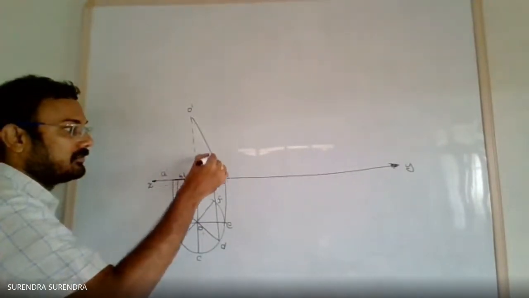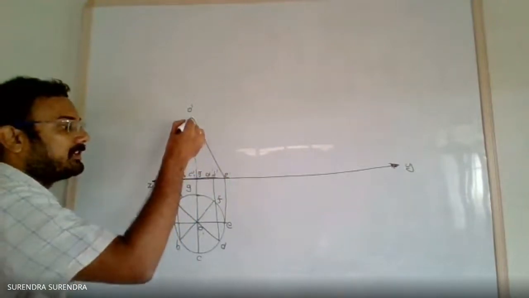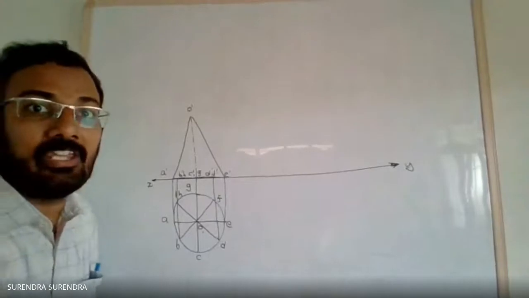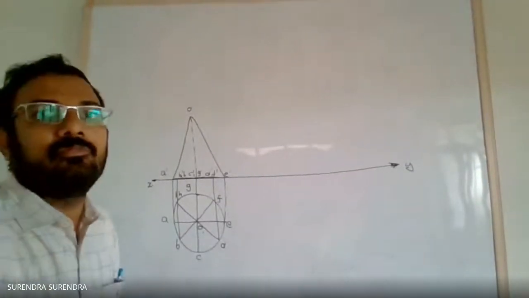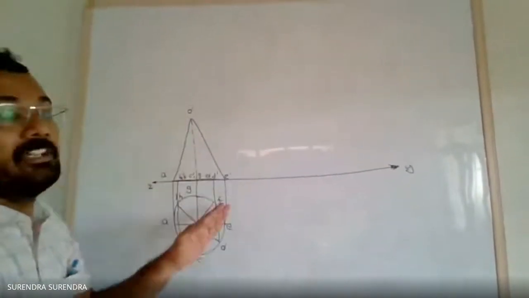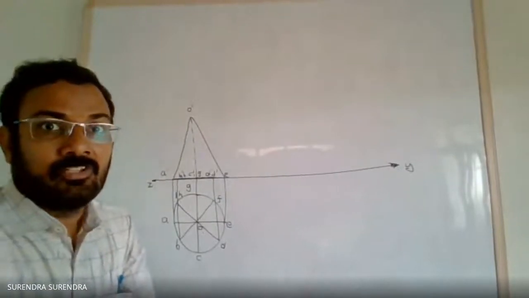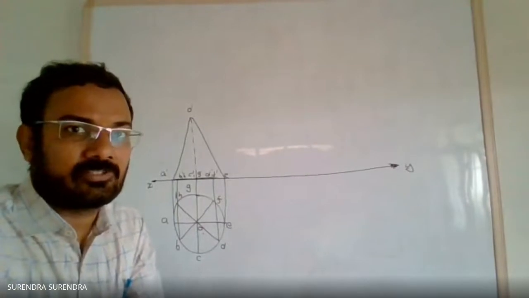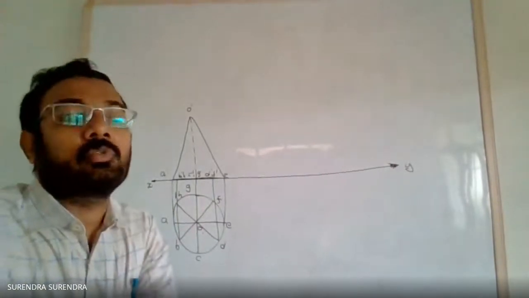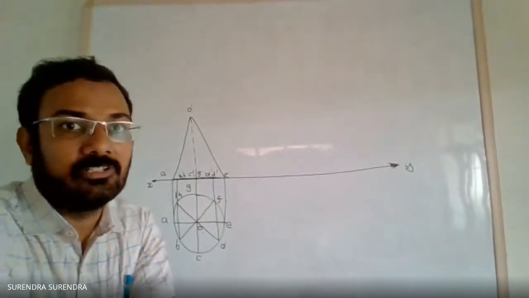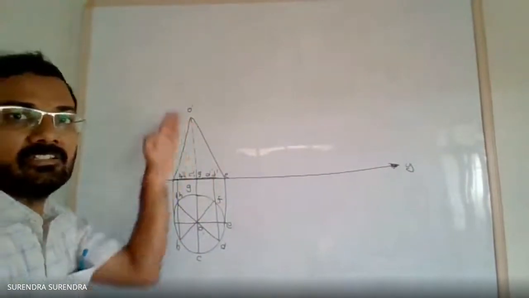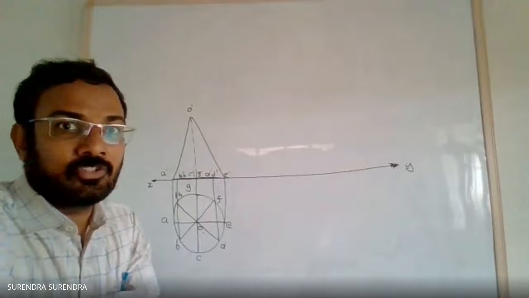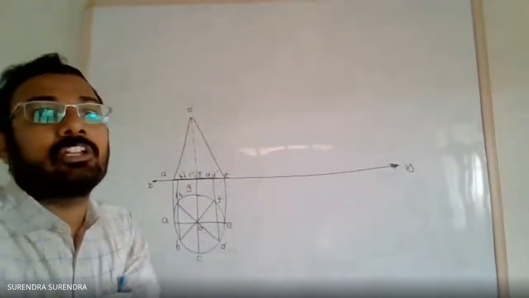Join the outermost generators, OE and OA. No need to draw the remaining generators. Even though in some textbooks it is shown, draw it with a 2H pencil as thin as possible, because if you draw all the generators, it looks confusing. So just draw only the outermost generators.